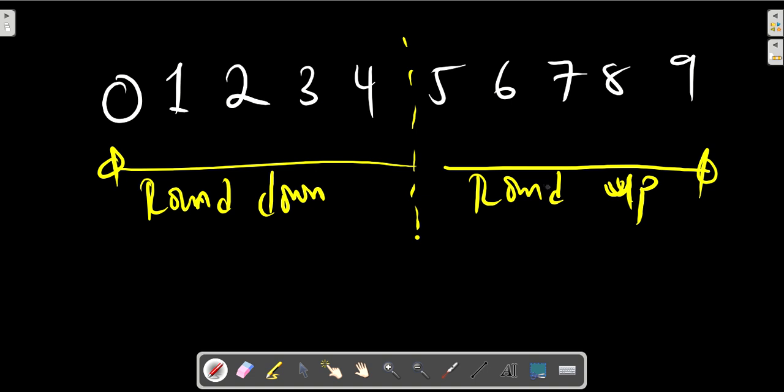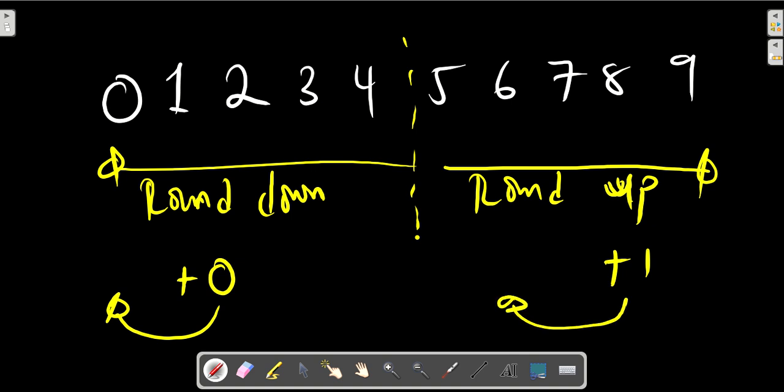So what does it mean to round down or round up? When we round down, essentially we add 0 to the place we're rounding to. And when we round up, we add 1 to the place we're rounding to. How does this work? Let's take a look at some examples.